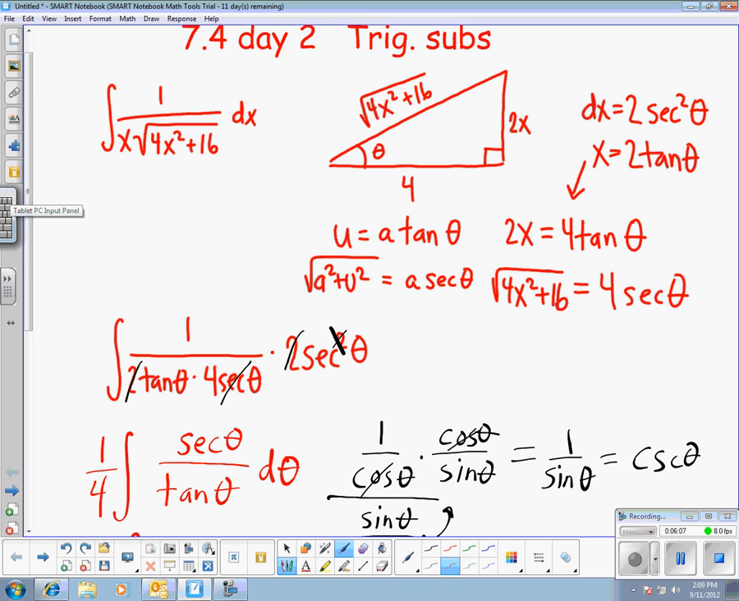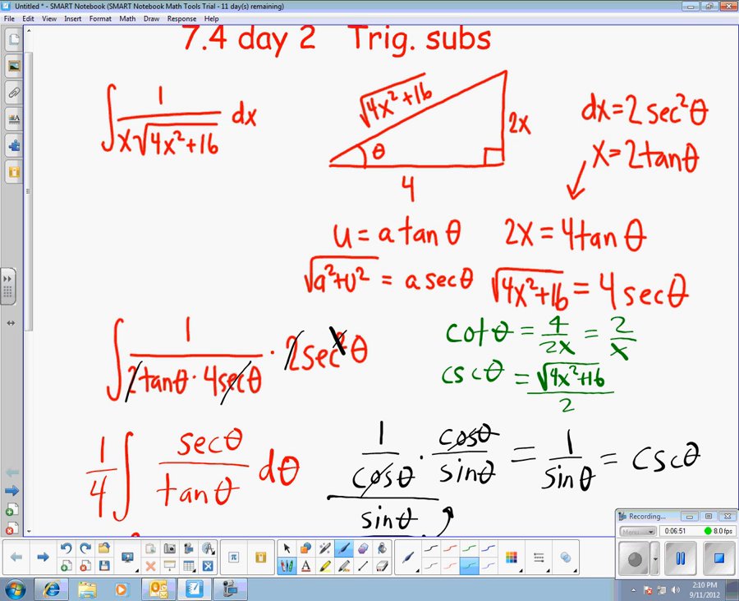Cotangent of theta, I'm going to add some new notes over here in green. I'm looking for what's cotangent of theta and what's cosecant of theta. The cotangent of theta is tan flipped over. And if tan is opposite over adjacent, then cotan would be adjacent over opposite, which would be 4 over 2x, or 2 over x. And cosecant is the opposite of sine. Since sine is opposite over hypotenuse, cosecant will be hypotenuse over opposite. So that would be our square root 4x squared plus 16 over the opposite of 2x.